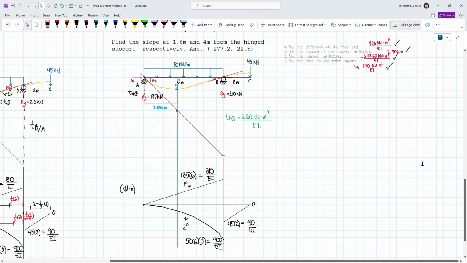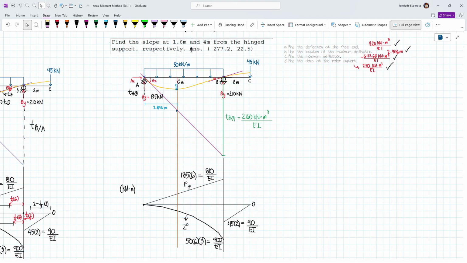Sa video natin ngayon, we'll try to solve the following problems, pero the same lang yung beam. However, yung tanong lang dito is to find the slope at 1.6 meters and 4 meters from the hinged support. Now, we already have the answers, negative 277.2 for 1.6 meters and 22.5 for 4 meters. Now, to speed things up, gagamitin na lang natin yung mga nakuha natin sa previous videos.